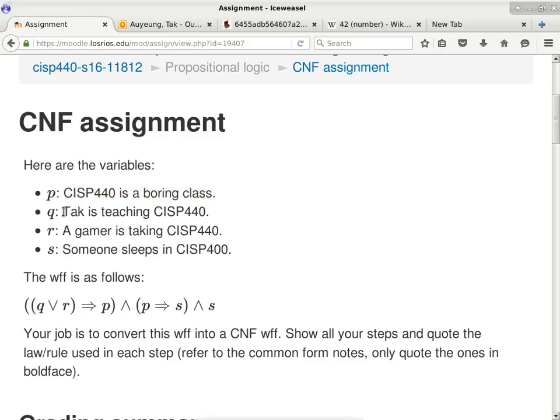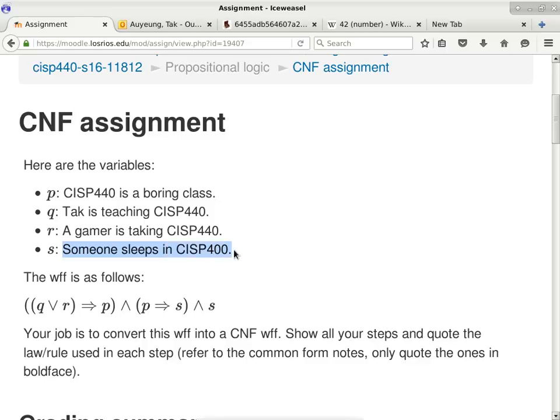And then the other three are basically the same nature. Q is TAC is teaching CISP 440. Once again, it's not an assertion. It is simply a statement, a condition that can be true or false. R is a gamer is taking CISP 440. Same thing, it's a condition, can be true or false. And S is someone sleeps in CISP 440.